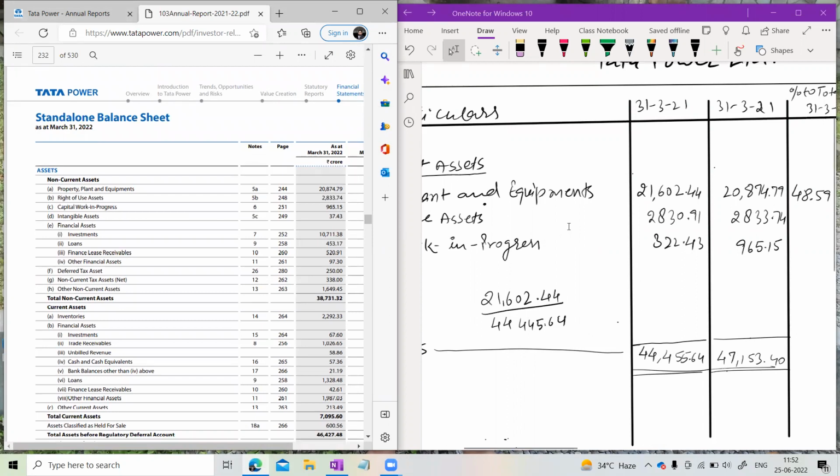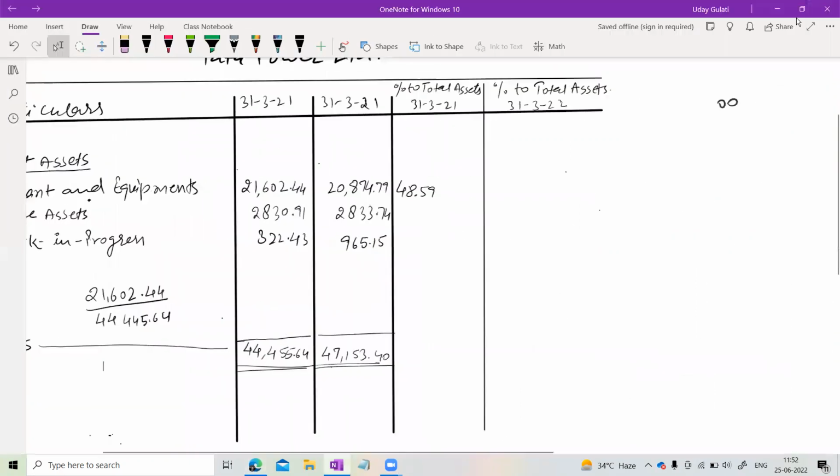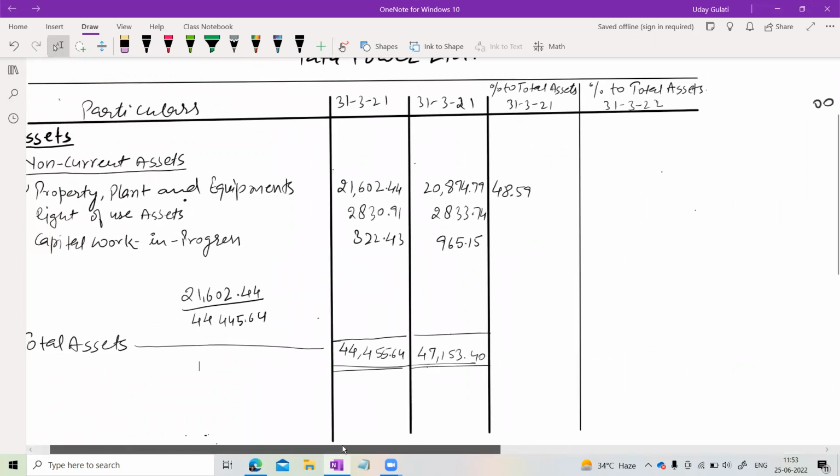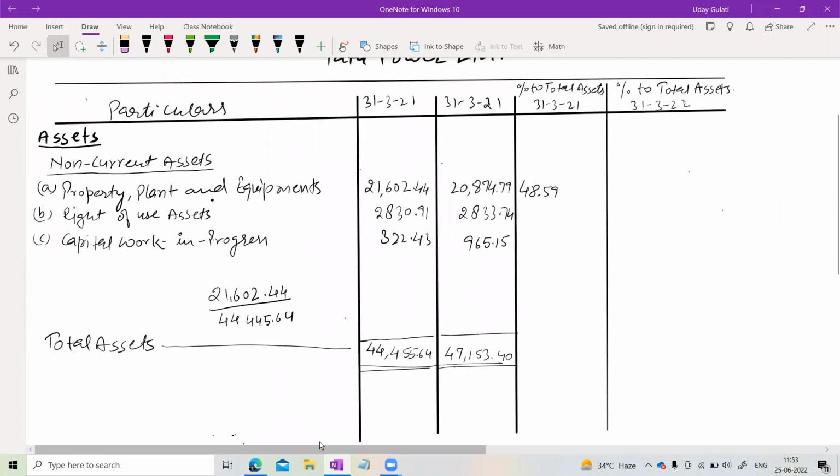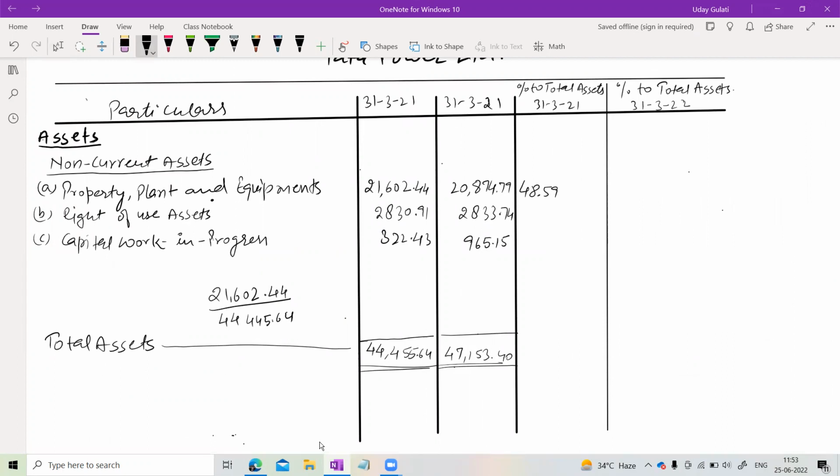As you can see, what I have done is I have just copied 2-3 items from the balance sheet, and there are the columns required: particulars, the figures of 2021, then figures of 2022, and then percentage to total assets 31 March 2021 and 31st March 2022.